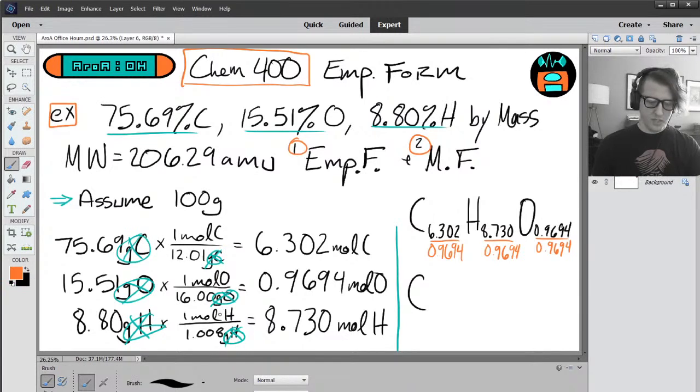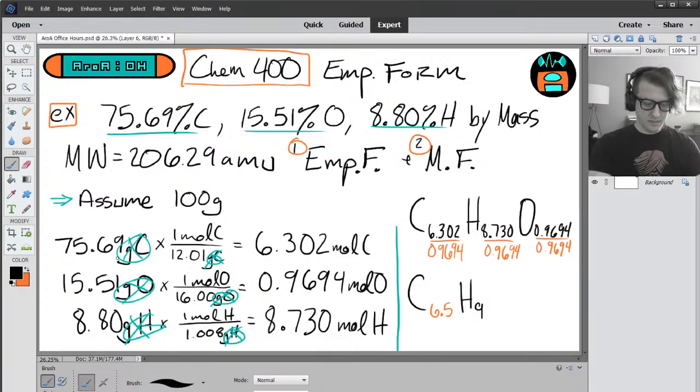So if we go 6.302 divided by 0.9694, this comes out to be 6.50092. I'm just going to go 6.5. Let's see what hydrogen comes out to be. 8.73 divided by 0.9694 comes out to be 9, right?